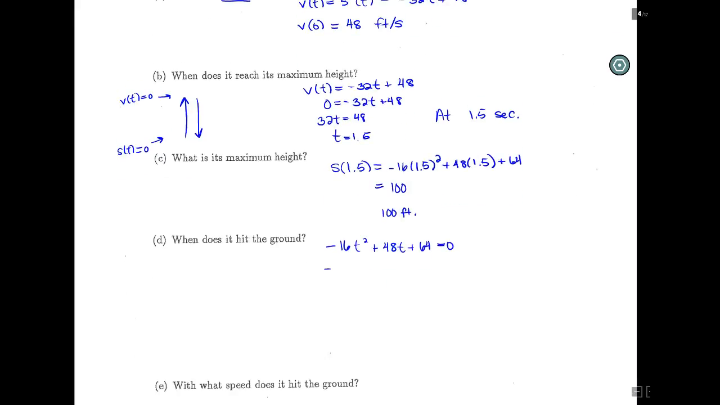Okay, so first thing I'm going to do is factor out a 16. So I get t squared minus 3t minus 4. So divide both sides by negative 16, and then we factor. So we get minus 4 and plus 1. So t equals 4, and t equals negative 1. Well, time can't be negative. So at t equals 4 seconds.